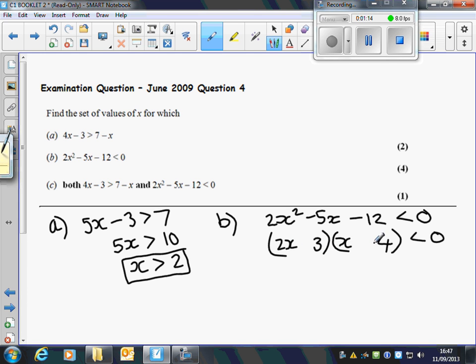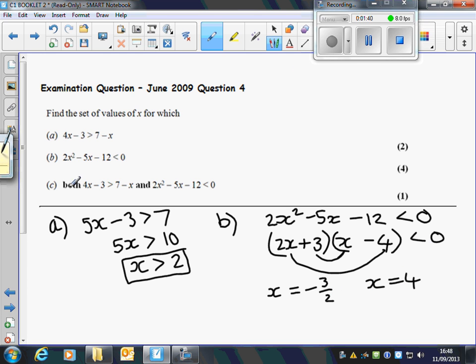So 2x multiplied by minus 4, that's going to give us our minus 8x, plus 3x, 3 multiplied by x, that'll give us the minus 5x. And the 3 multiplied by minus 4 gives us our minus 12. So our roots are minus 3 over 2 and 4.